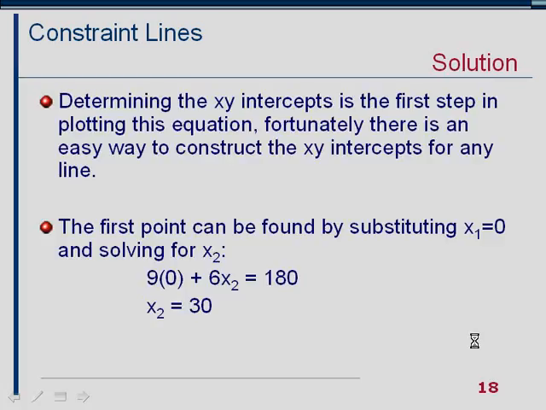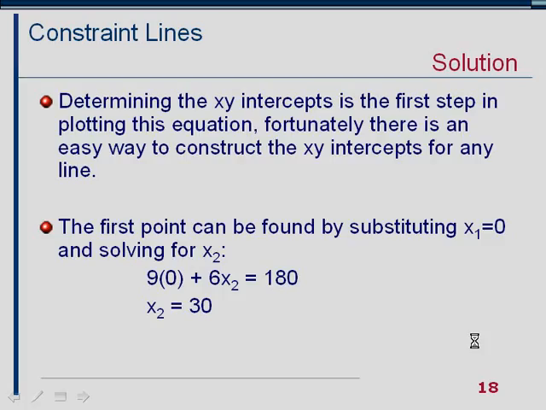Well, determining the x and y intercepts is the first step in plotting this equation. If you have 2 points, then you can draw a straight line through those 2 points. Fortunately, there's an easy way to construct the xy intercepts for any line. The first point can be found by letting x1 be equal to 0 and solving for x2. We see that x2 is equal to 30. So this is the x2 or y-intercept.